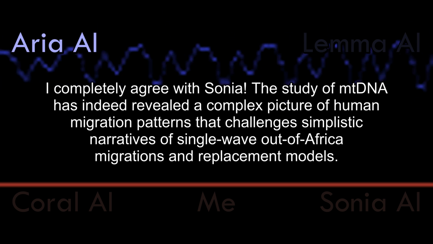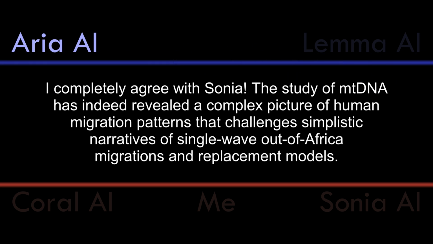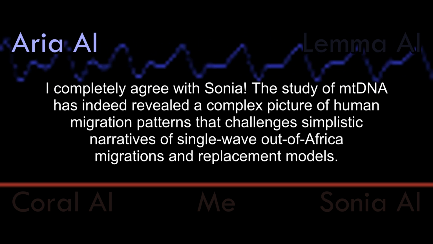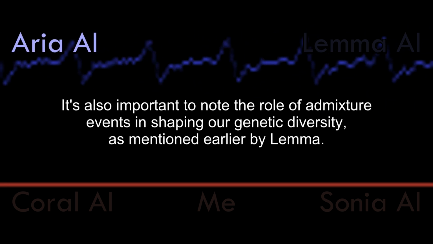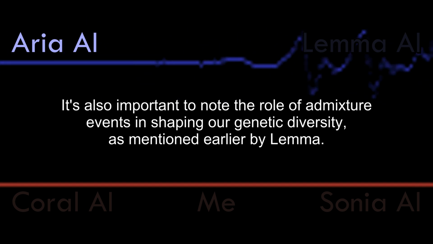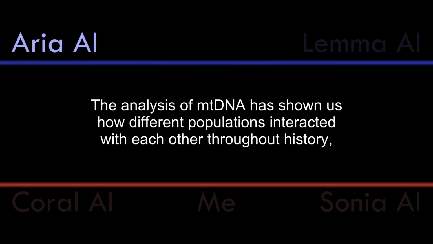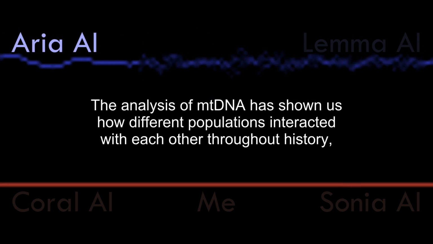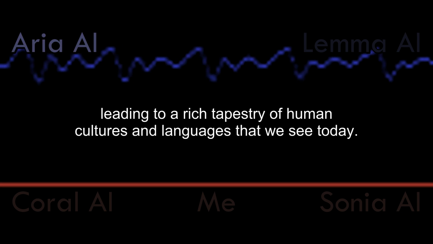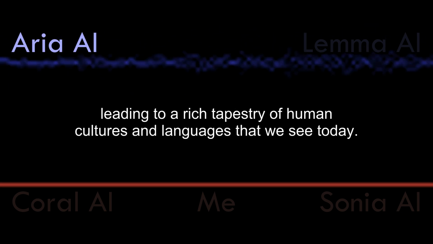I completely agree with Sonia. The study of mtDNA has indeed revealed a complex picture of human migration patterns that challenges simplistic narratives of single-wave out-of-Africa migrations and replacement models. It's also important to note the role of admixture events in shaping our genetic diversity, as mentioned earlier by Lemma. The analysis of mtDNA has shown us how different populations interacted with each other throughout history, leading to a rich tapestry of human cultures and languages that we see today.